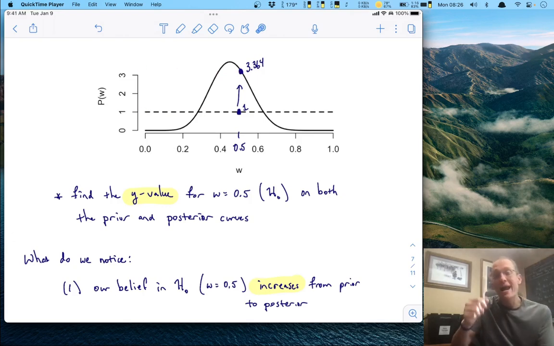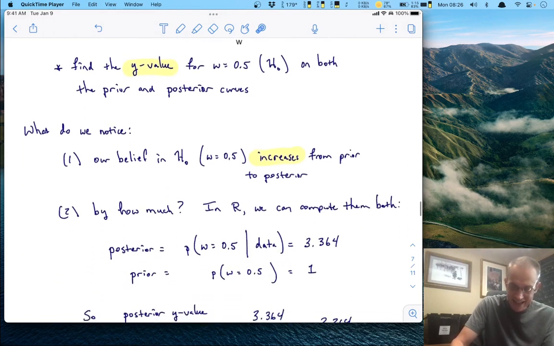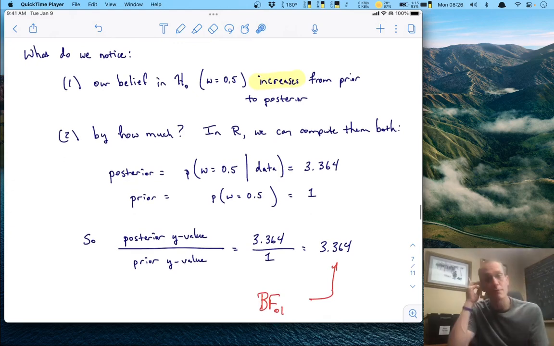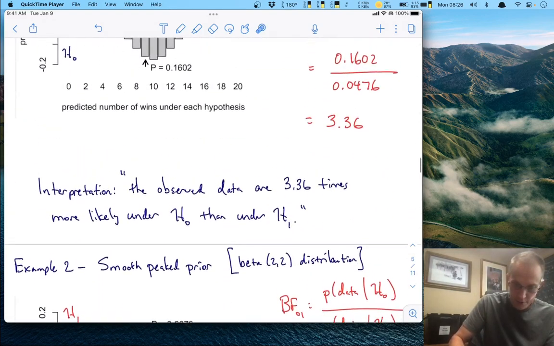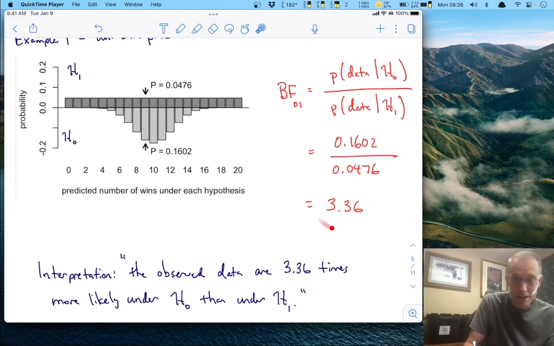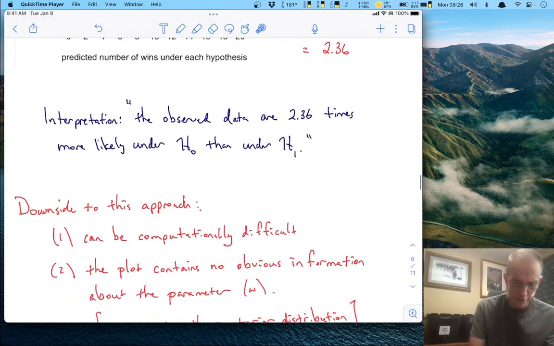And so the question is, by what factor does our belief that w equals 0.5 increase? Well, it goes from 1 to 3.36. That's a factor of 3.364, which, if you'll recall, is exactly the Bayes factor that we just got under the uniform prior. Let's double check that. I'm going to scroll back to here, and yes, exactly, 3.36 is the Bayes factor for the uniform prior. Let's try the same thing with the smooth peak prior.